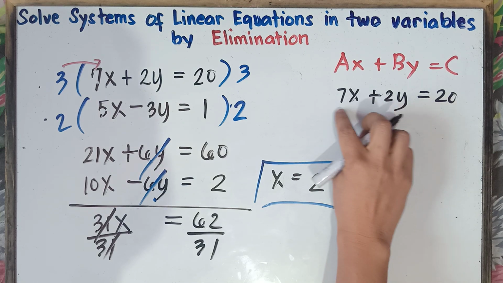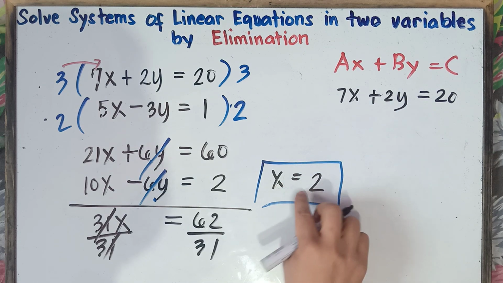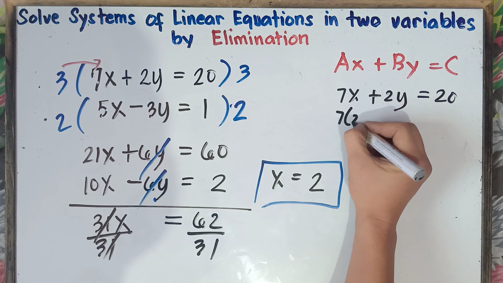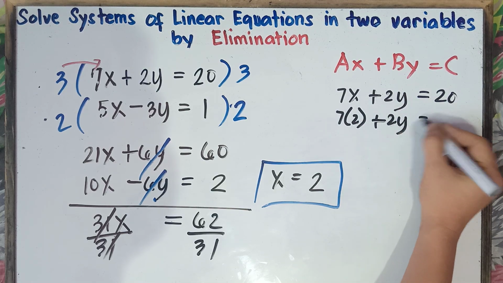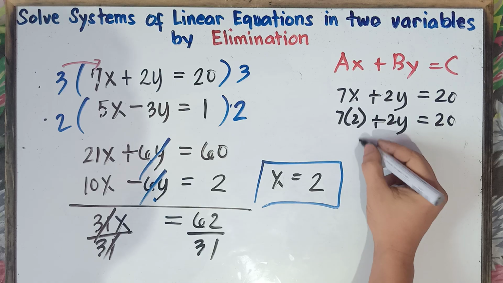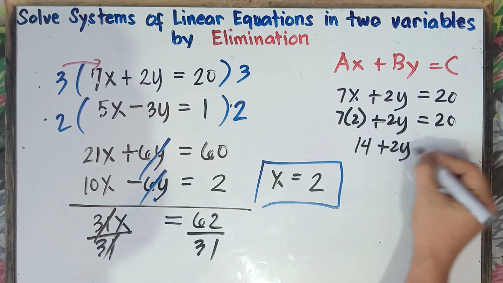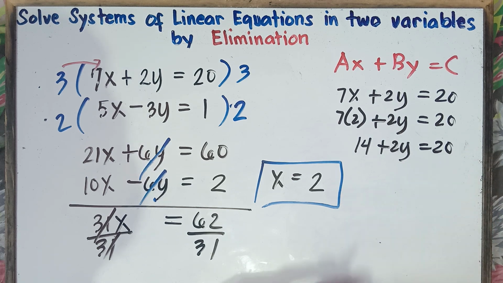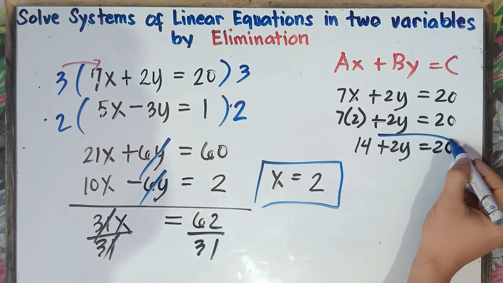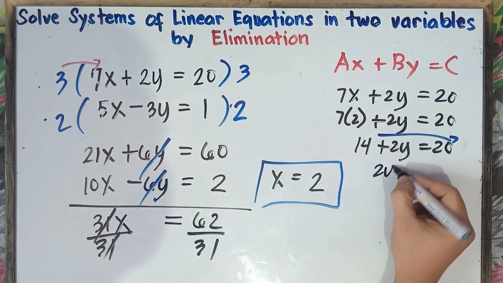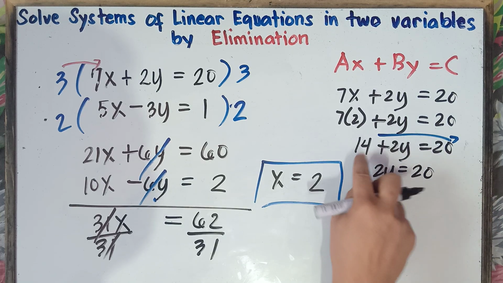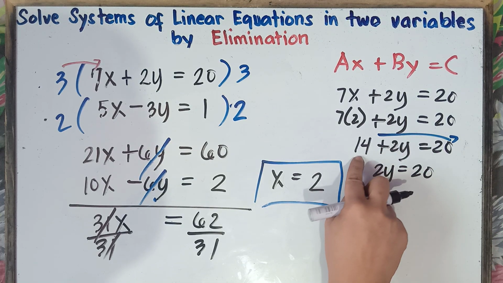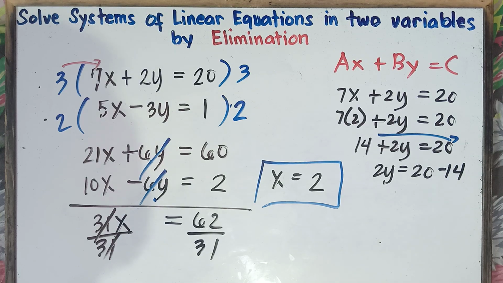So, 7x means 7 times x. So, 7 times the value of x, that would be 2. 7 times 2 plus 2y equals 20. 7 times 2 is 14 plus 2y equals 20. So, we can subtract both sides by 14, or we can just simply transpose 14 from left to right. So, copy 2y equals 20. We transpose 14 from left to right. This is positive. It will become negative 14.